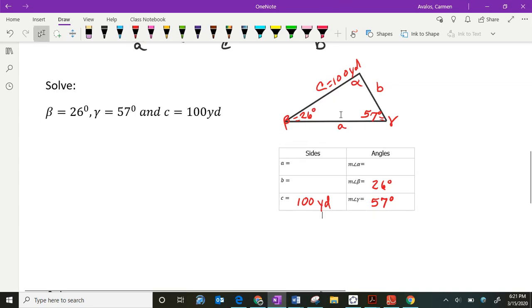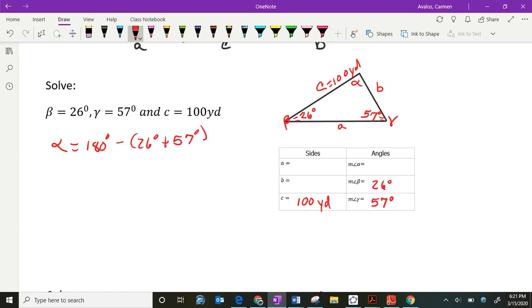So this is the triangle that we have on there. Now we have to solve for it. Since we're given two angles, the other angle is going to be easy to solve for. All we have to do is subtract them from 180. So I know it's going to be 180 minus 26 degrees plus 57 degrees. And that's going to give us that alpha is 97 degrees. So we have here 97 degrees. So now we found this one here, and now we're done with that.